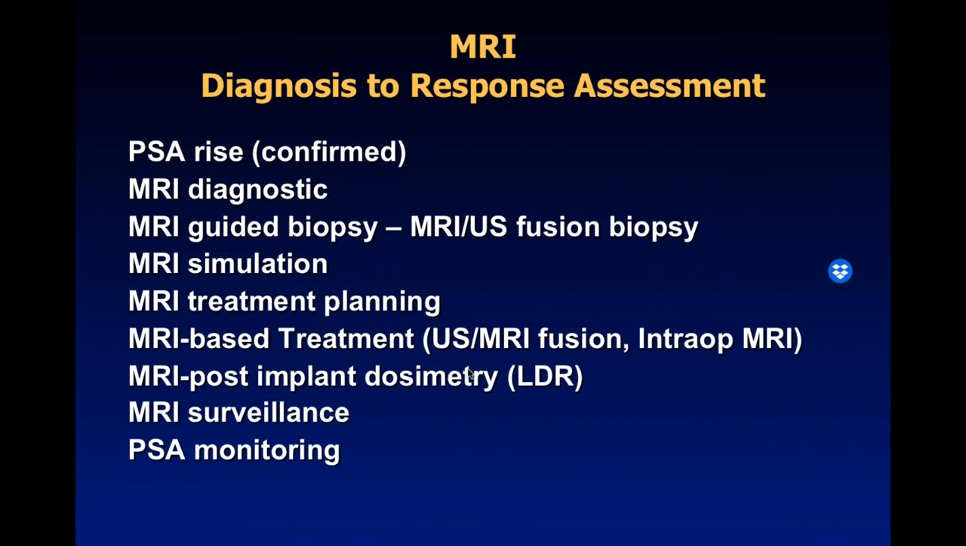And then that image can be pulled in for treatment planning, and can be utilized for cognitive fusion or real-time fusion in the operating room, still with an ultrasound-based implant, meaning utilizing almost like a DRR. And then we take the patient to do MRI post-implant dosimetry and then monitor with MRI surveillance and PSA monitoring.